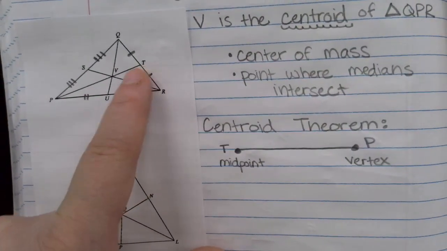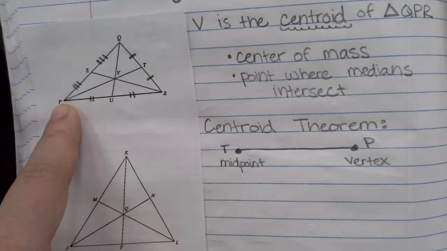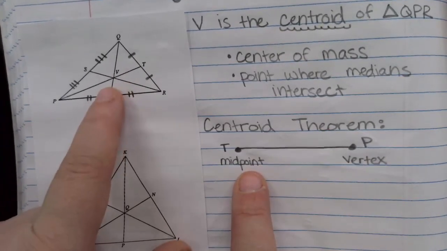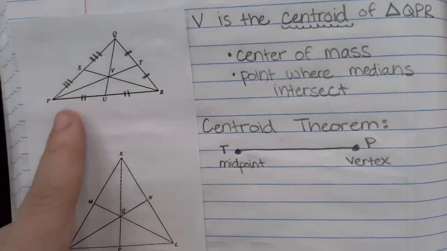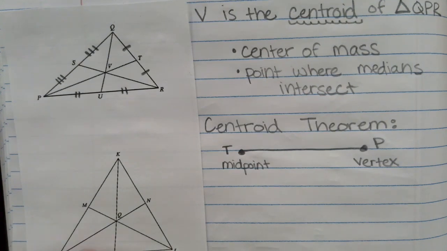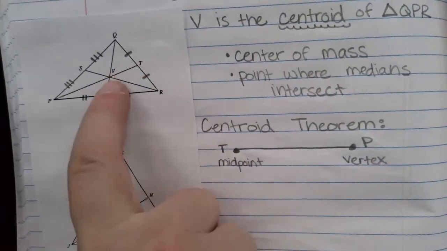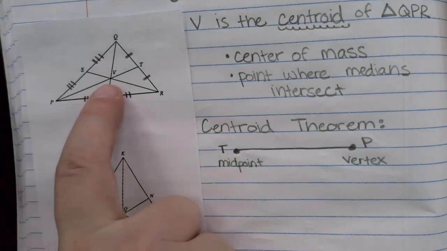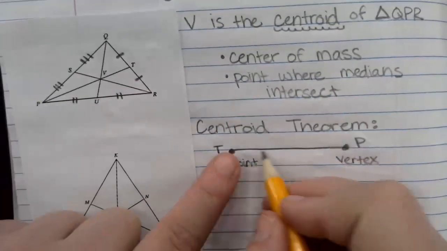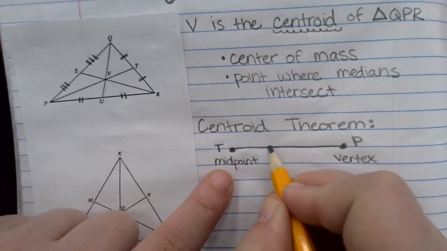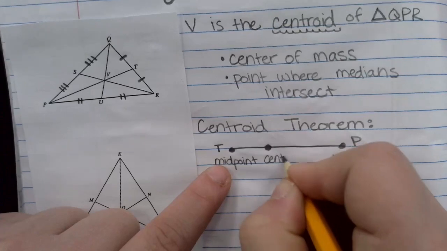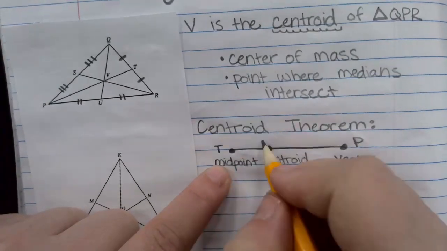Now, as it goes from the midpoint to the vertex, is the centroid closer to the midpoint, or closer to the vertex, or is it right in the middle? Not quite in the middle. If you look between V and T, is V closer to T or closer to P? T, yeah. It ends up being closer to the midpoint. So we find about halfway, then go a little bit closer to that midpoint. That's our centroid, which in this case was V.